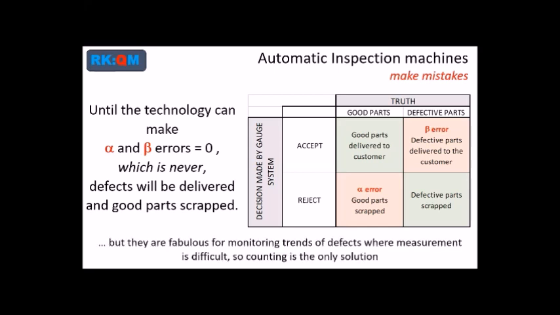However, these devices are fabulous to monitor trends in your process and really good for providing data on rejects, which we can analyze for improvement projects. For example, the black marks are increasing. What is causing this?